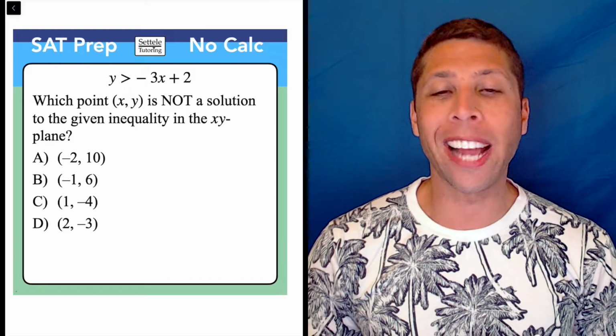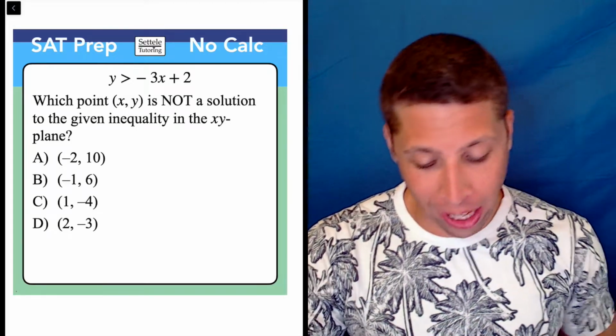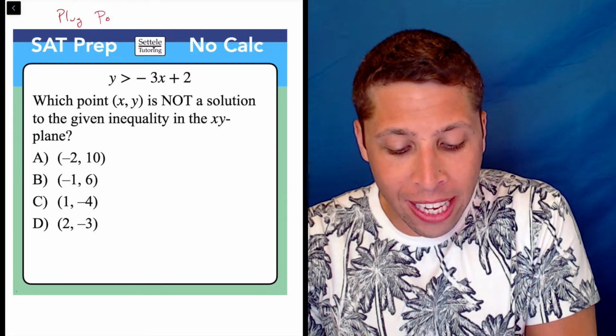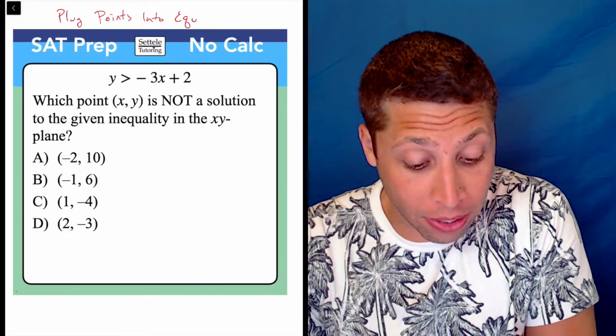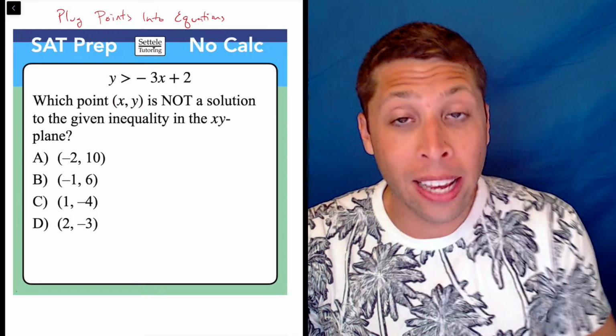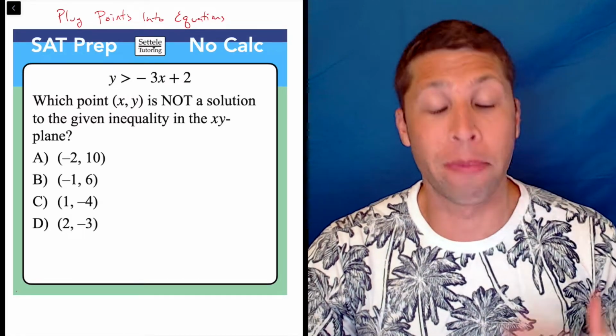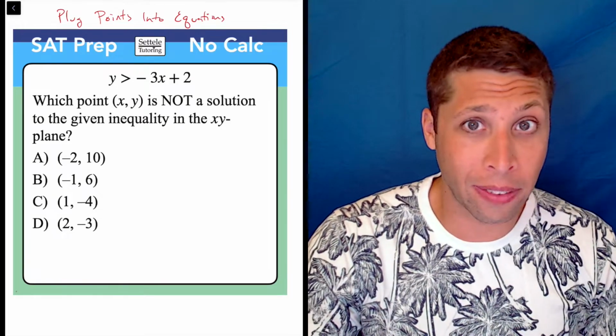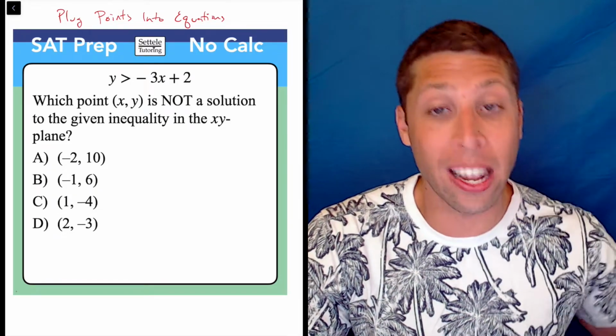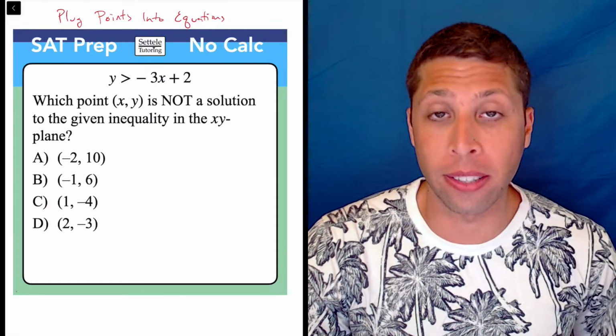This question couldn't be any simpler. It's going to be one of my favorite strategies: plug points into equations, right? So right here, we are given points very obviously in the answer choices, and technically it's an inequality that we're given, but it's the same principle, right? We want to plug the points in, and that's kind of just the instruction that they give us anyway in the question, right? Which point is not a solution? So we're going to test these and we're going to see what happens.